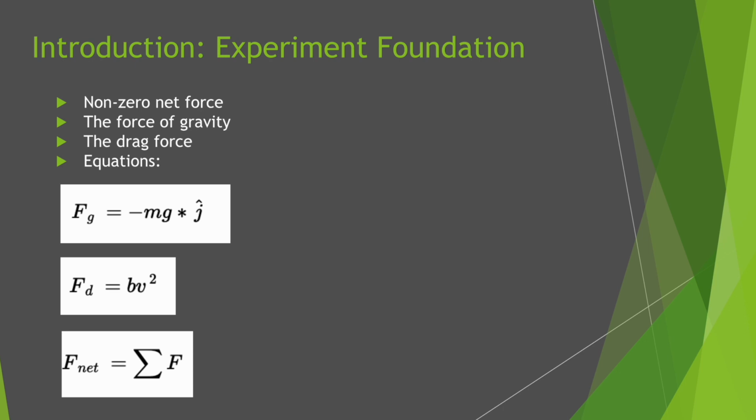And so the initial equation we'll use is Fg equals negative mg times j hat. In this case, m would be the mass, g would be the acceleration of gravity, and j hat is the direction vector. The drag force would be b, the constant of proportionality b, multiplied by v squared, and then F net is just the sum of the forces.